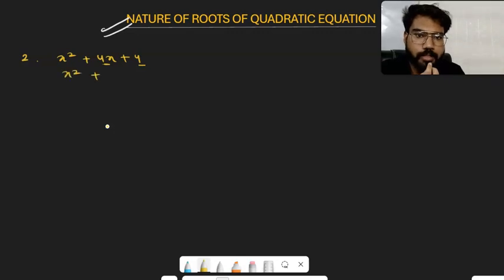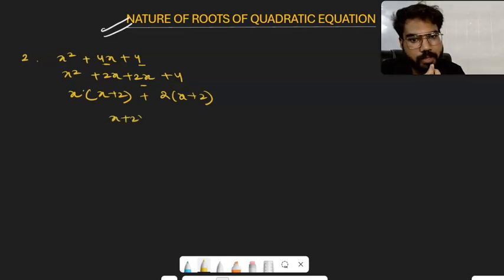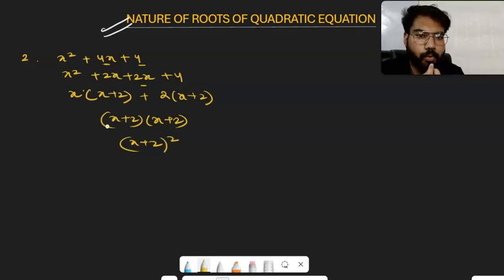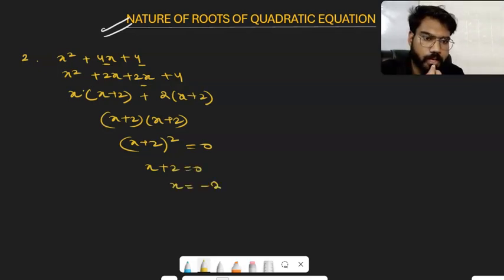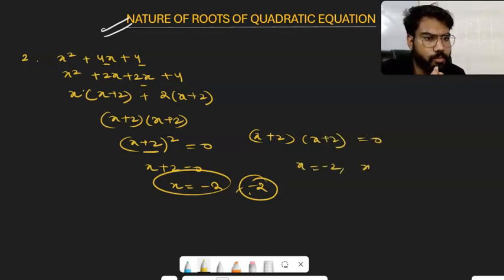So x square plus 2x plus 2x plus 4. Taking x common, x plus 2, plus taking 2 common here, 2 into x plus 2. So it will become x plus 2 into x plus 2, so x plus 2 whole square. Putting it equal to 0, x plus 2 is equal to 0, and x comes out to be minus 2 and minus 2. Because it can be written as x plus 2 into x plus 2 equal to 0, in both cases x will be minus 2. That's why I've written x is equal to minus 2 here.